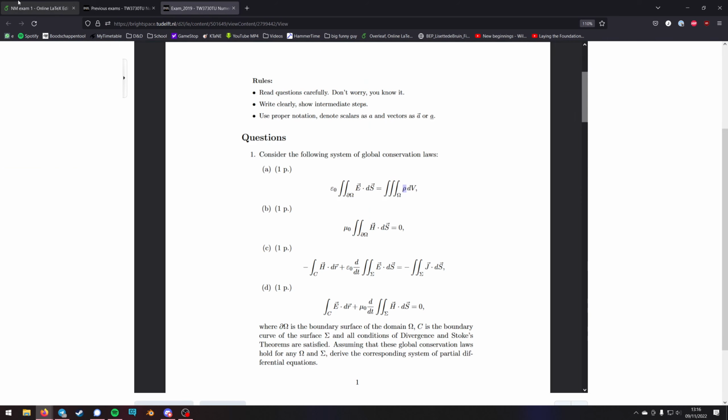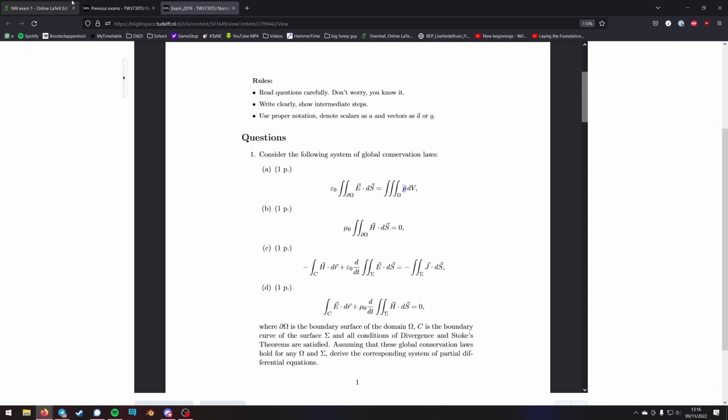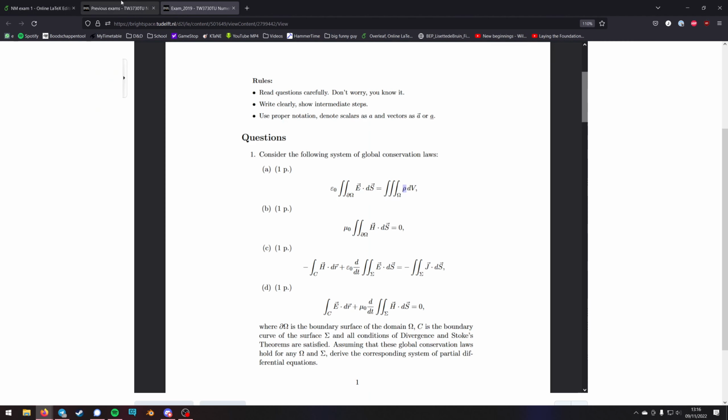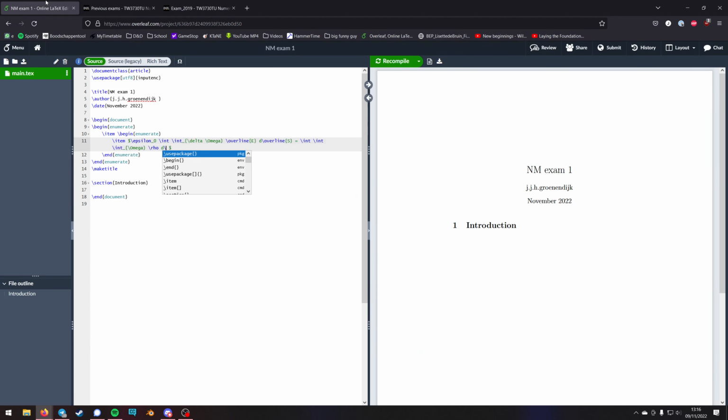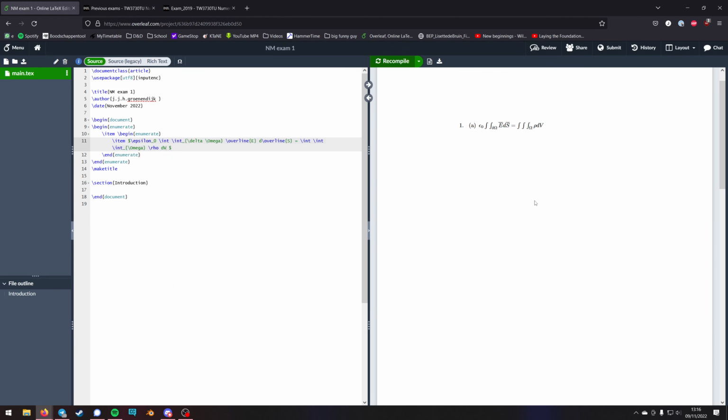Int of omega. Oh, and I should add a ds at the end here. Omega. Rho. Don't you love it when you have more Greek letters and numbers?